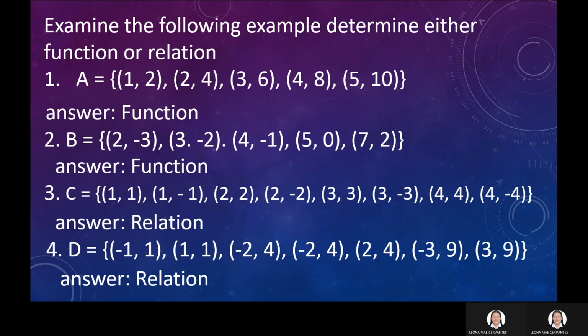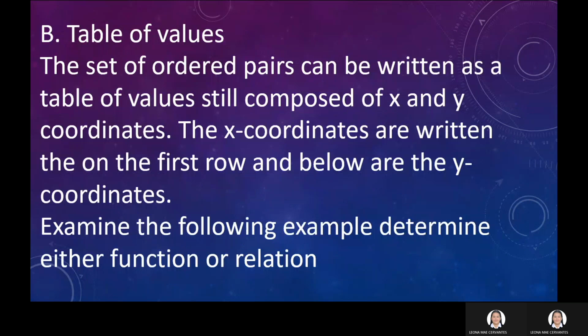Next, table of values. The set of ordered pairs can be written as a table of values, still composed of x and y coordinates. So the x coordinates are written on the first row, and below are the y coordinates. Now examine the following example. Determine either function or relation.